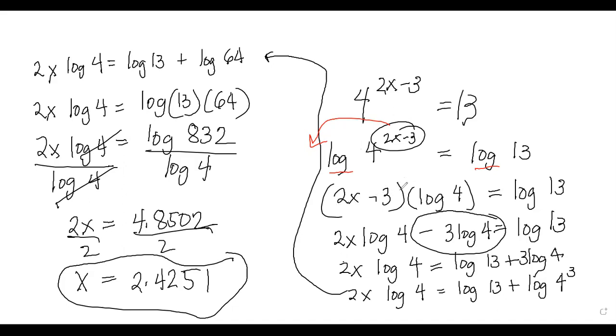Ang given natin is 4 raised to 2x minus 3 equals 13. Now, lagyan ng log parehong equation para maibaba natin yung exponent. Ngayon, by the use of power rule, ibababa natin siya. So, magiging 2x minus 3. Pero class, we need to enclose that in a parenthesis because yung buong 4 ang merong 2x minus 3. So, dapat ma-distribute natin yung 2x and 3 doon sa log 4.